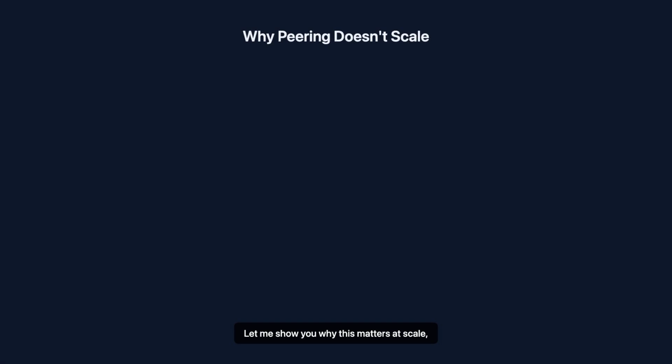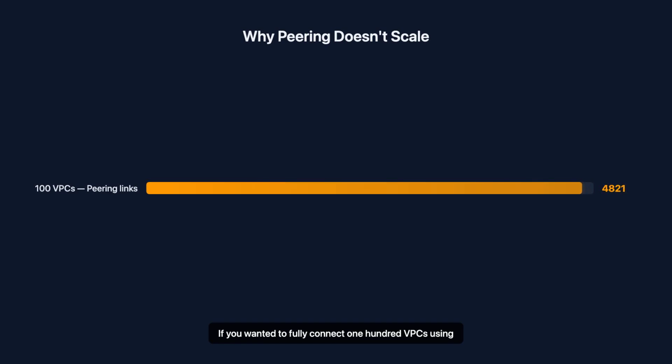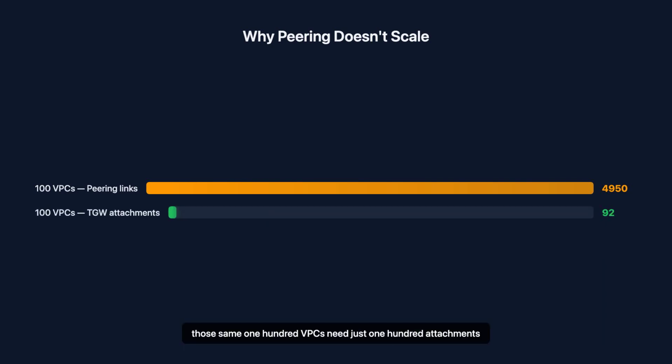Let me show you why this matters at scale, because the numbers are dramatic. If you wanted to fully connect 100 VPCs using peering, you'd need 4,950 separate peering connections. Every pair needs its own line, and that grows quadratically. Now look at the second bar. With a transit gateway, those same 100 VPCs need just 100 attachments, one per VPC, into the central hub. That gap is the entire argument for moving from peering to a transit gateway as you grow.